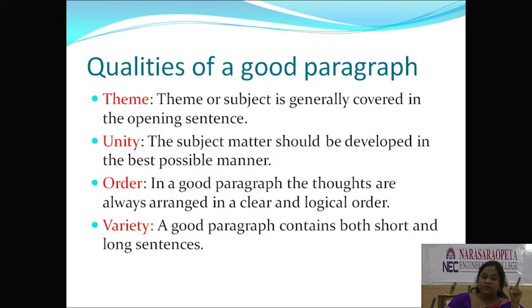And the next one is unity. Say, for example, you want to write about a person. You start with the name of the person, the birth of the person, and where the person came from.